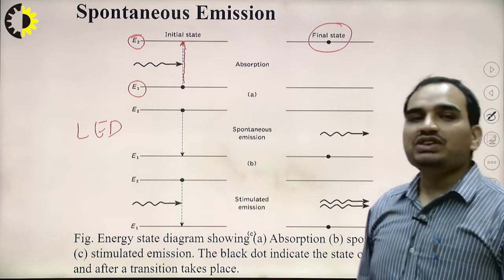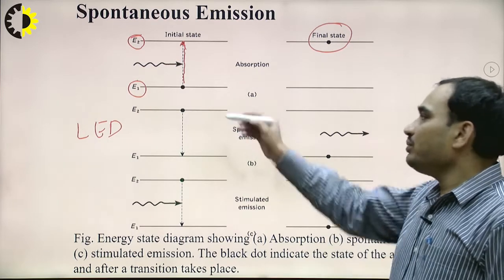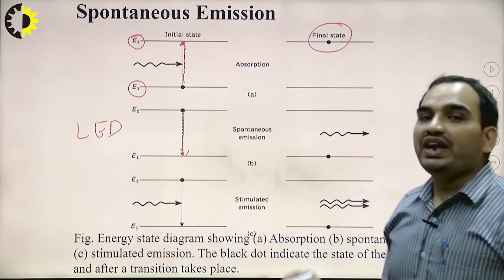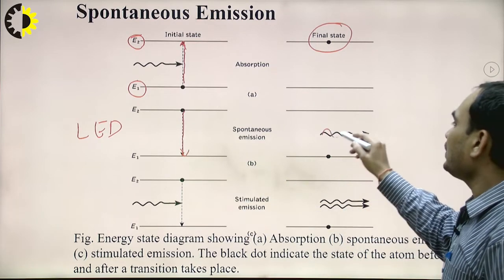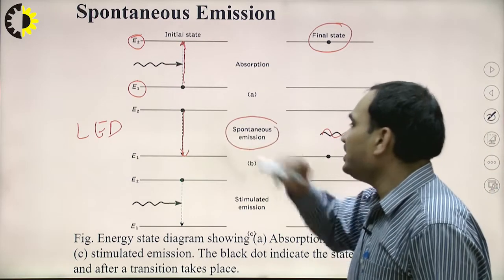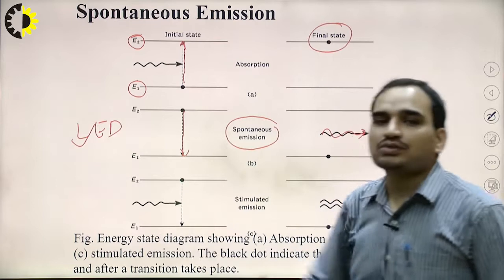Now in case of the spontaneous emission, the atom from the higher energy state comes back to its lower energy while releasing some energy in the form of light. So that is the case of spontaneous emission, and LED is following this spontaneous emission.